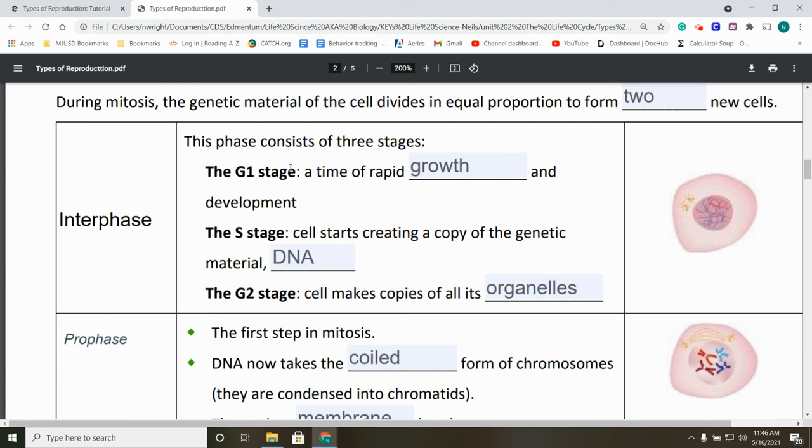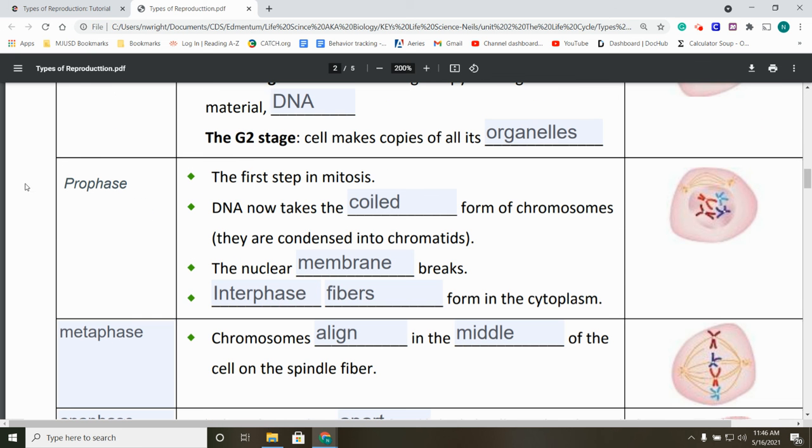Interphase. This phase consists of 3 stages. The G1 stage, a time of rapid growth and development. The S stage, cells start creating a copy of the genetic material called DNA. The G2 stage, cell makes copies of all its organelles. Prophase. The first step in mitosis. DNA now takes the coiled form of chromosomes. They are condensed into chromatids.